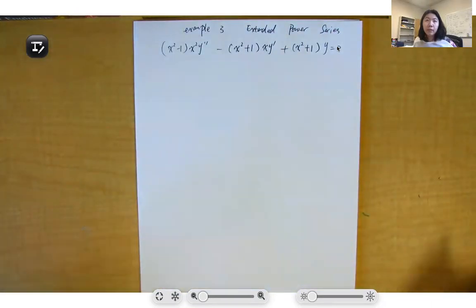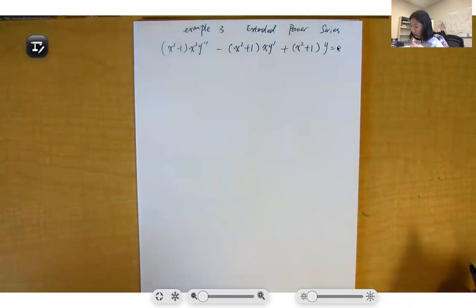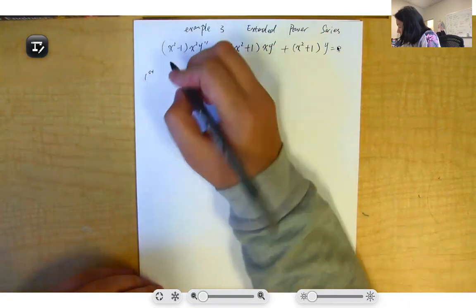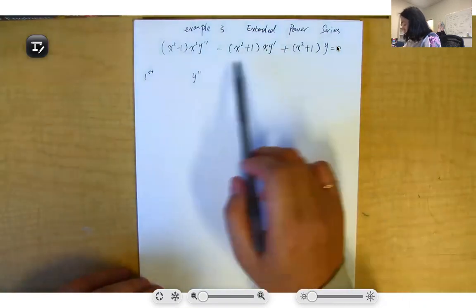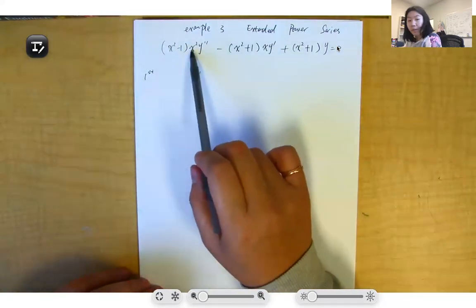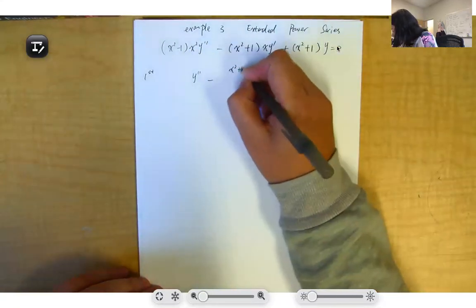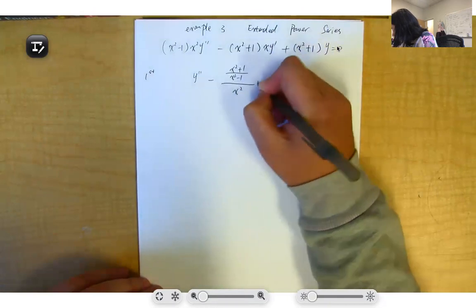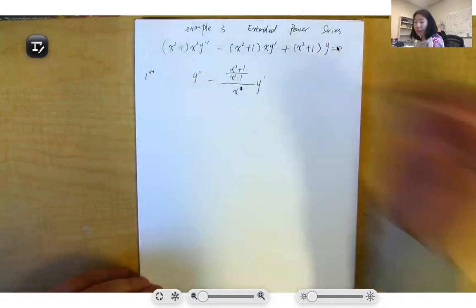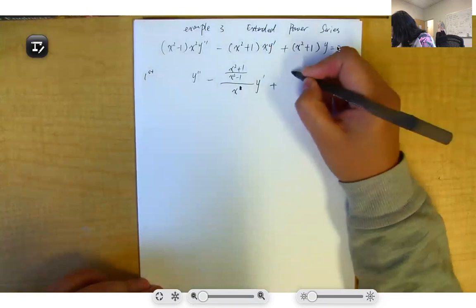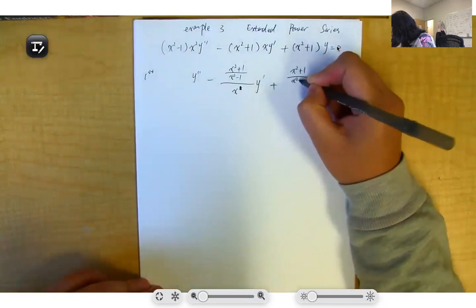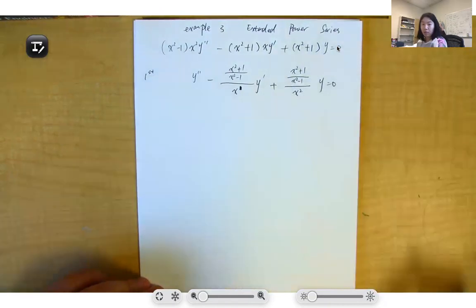As per usual, the first step for solving this variable coefficient linear ordinary differential equation is to rewrite it so the highest differential coefficient is one. So we write y double prime with coefficient one, and every other term needs to be divided by (x squared minus one) times x squared. So minus (x squared plus one) divided by (x squared minus one) times x, because x squared and x cancel out by x, y prime, plus (x squared plus one) divided by (x squared minus one) times x squared, y equals zero, okay?